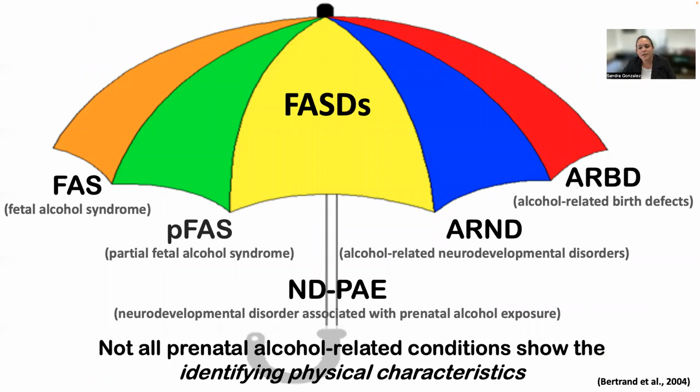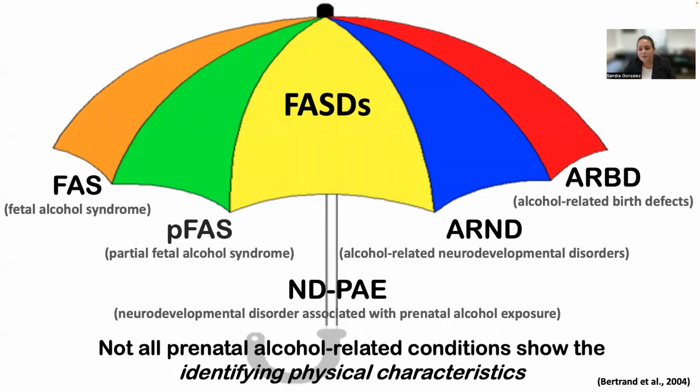FASD is an umbrella term used to describe the range of effects that can be caused by exposure to alcohol in utero. FASD is not a clinical diagnosis, but rather a descriptive term that encompasses all of the conditions attributed to prenatal alcohol exposure. In other words, an individual does not have FASD, but an FASD.